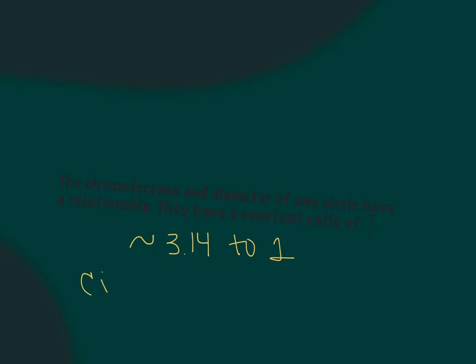The connection between the circumference and the diameter can be looked at by viewing pi. The circumference and the diameter of any circle have this relationship, and it's a constant ratio of pi to 1. Or since we approximate it, it's approximately 3.14 to 1, meaning the circumference is always about 3 times more, 3.14 times larger than the diameter.